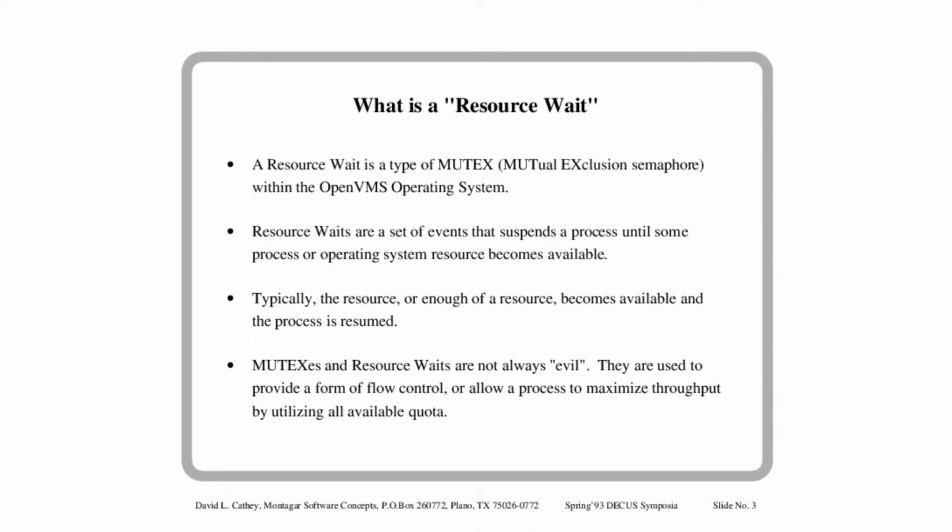A resource wait is a form of a MUTEX, a mutual exclusion semaphore within the OpenVMS system. Mutual exclusion is kind of what it sounds like: mutually exclude everyone else from accessing a particular region, so you're the only one in there. Some of the MUTEXs are also read sharing, so multiple readers can gain access, but no writers can until all the readers have gone away. Resource waits are also a set of events that will suspend a process until a later time when something becomes available. Either the MUTEX becomes available, or selected resources that have been flagged have become available, and you can use that to thread some of the processes.